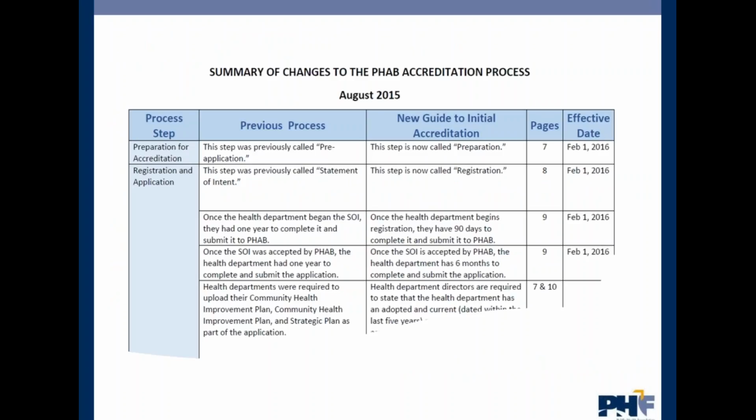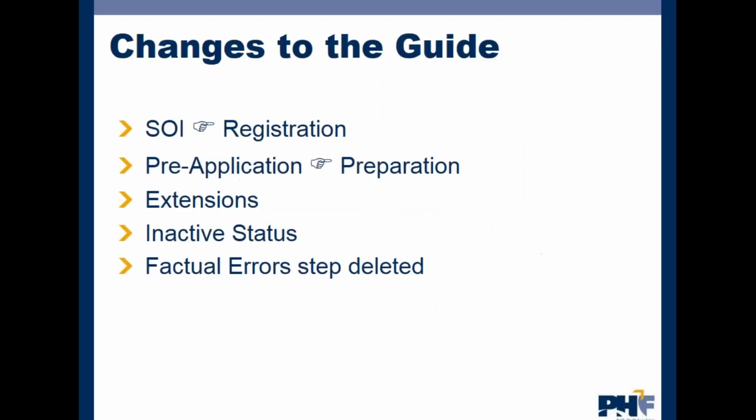Here is a table that lists out the changes between the old and the new, what was changed. This can be found on the PHAB website under the Accreditation Process tab, and that link is also on the resource slide in today's presentation. But that's a good way to look at what exactly did change and where I can find it in the guide. So let's look at the major changes there.